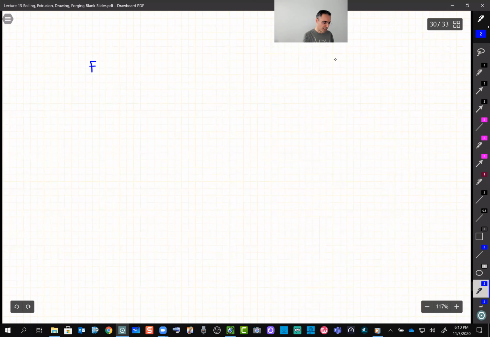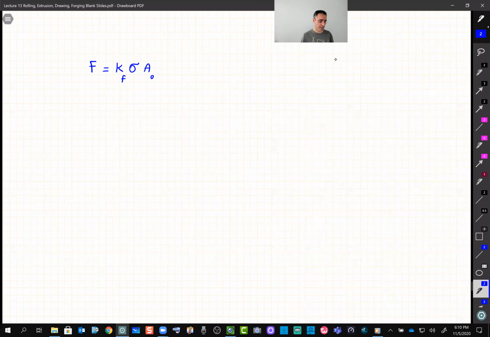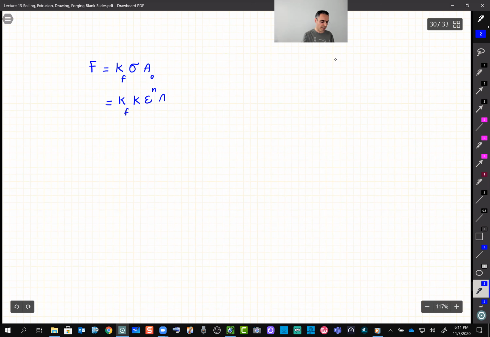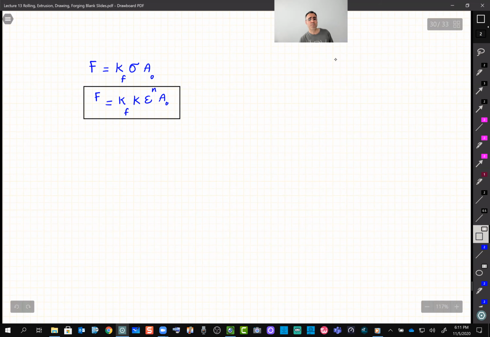Now with this knowledge, let's complete our formula. The force that we need is equal to, at the beginning, sigma multiplied by A0, right? And then we need a coefficient here, Kf, the shape factor for the final shape. And for sigma, we found a formula, which is K multiplied by epsilon to the power of n, times A0. So it depends on the material that you have. Now you can estimate the force that you need for forging.